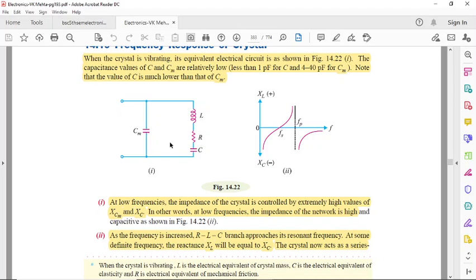Note that the value of C is much lower than that of the Cm. At low frequencies, the impedance of the crystal is controlled by extremely high values of Xcm and Xc. In other words, at low frequencies, the impedance of the network is very high, since the Xc is equal to 1 by 2 pi Fc.